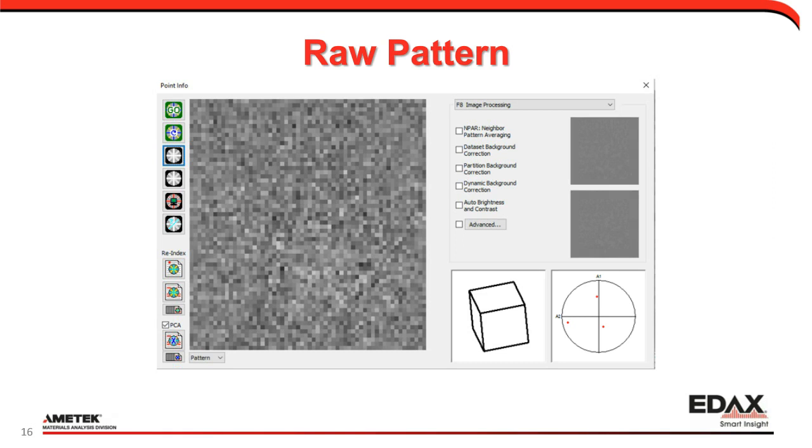The main one for today is, of course, going to be our background, and that's controlled by our image processing tab. So here we can see the NPAR on top, the data set background subtraction, the partition, the dynamic, and then of course the auto brightness contrast, and in the end the advanced. With all of these options, each one has a little bit different power to it.